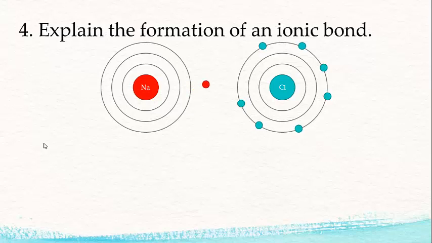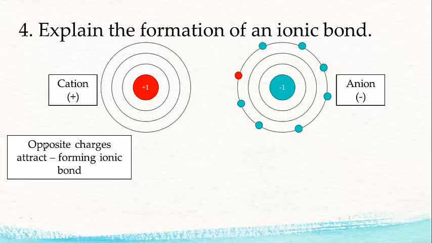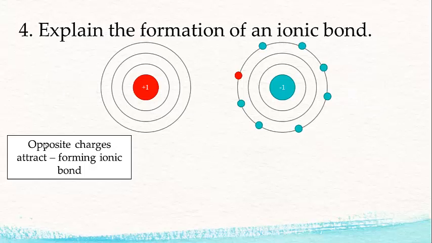Now, if I were to transfer 1 electron from sodium over to chlorine, sodium lost an electron, so its charge would be +1, and chlorine gained an electron, so its charge would be -1. We call the positively charged atom the cation, and the negatively charged atom the anion. These guys have opposite charges, and opposite charges attract, and this is what forms the ionic bond.